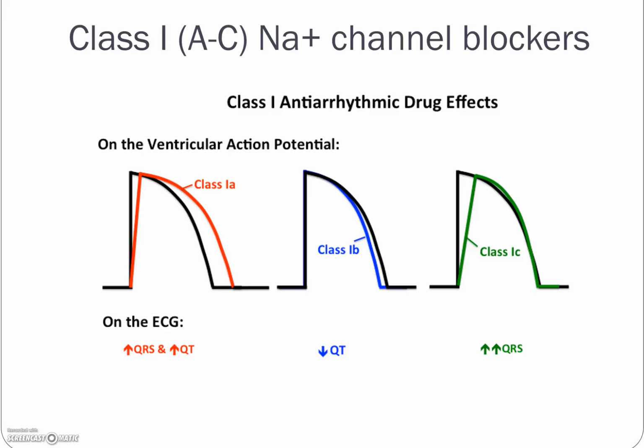It's very important overall to know the effects that these antiarrhythmics have on an EKG. So as you can see here, class 1A antiarrhythmics can actually prolong your QRS and QT segments, whereas class 1B antiarrhythmics can actually decrease your QT. Class 1C can really increase your QRS.